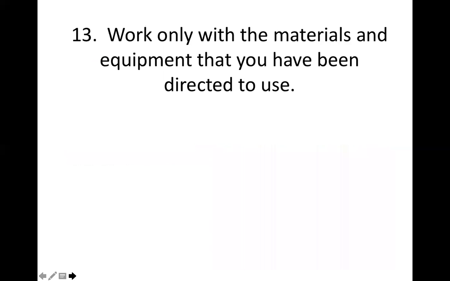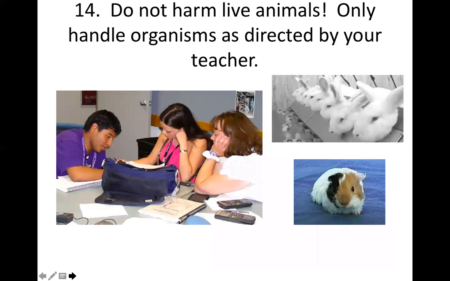Next, work only with the materials and equipment that you have been directed to use. So the materials and the equipment are included in the procedure. It's always given by the teacher. So only use that which is directed, not other materials. Okay. And then next, do not harm live animals.